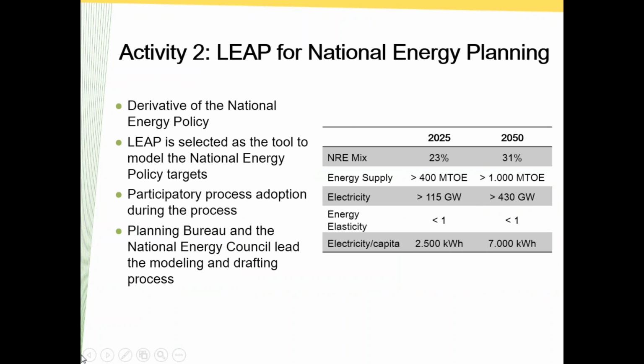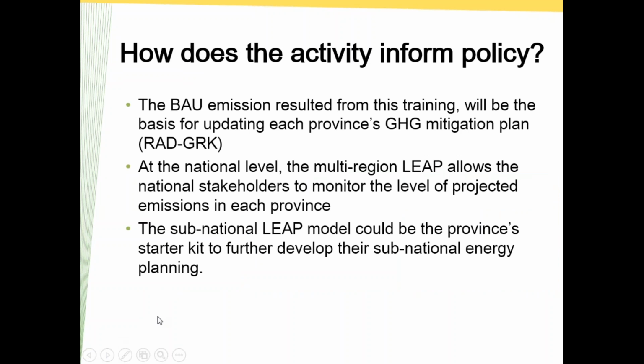So the next question is, how does this activity inform the policy? The business as usual emission resulting from this training will be the basis for updating each province's GHG mitigation plan, which we also know as RAD-GRK. And at the national level, as Charlie mentioned earlier, LEAP also has a multi-region feature. So in Indonesia, we also try to assemble the models from 34 provinces and unite them in one national LEAP that consists of 34 provinces.